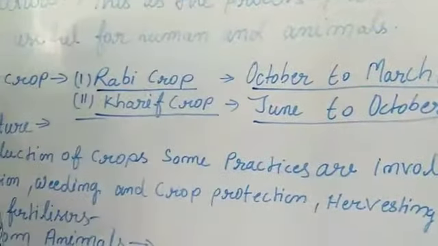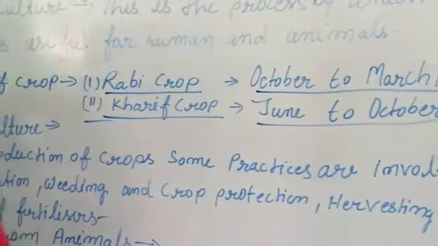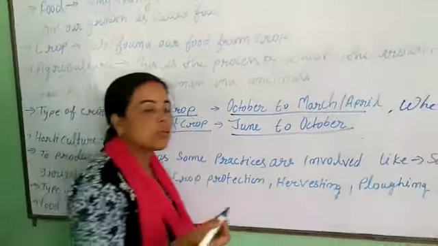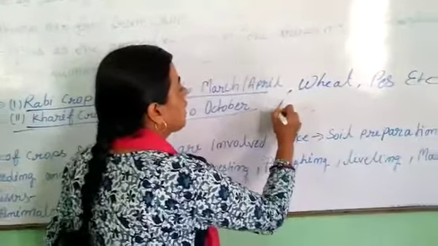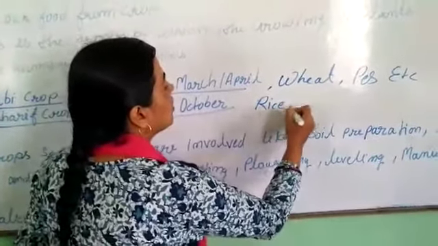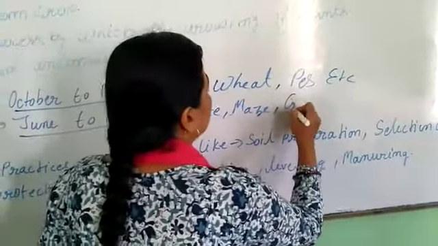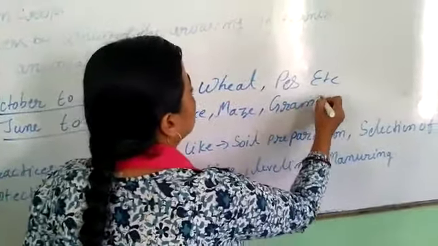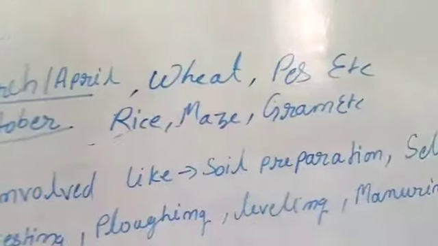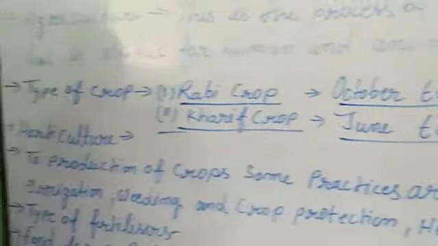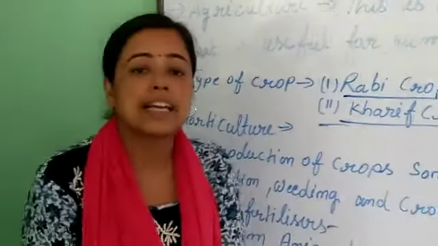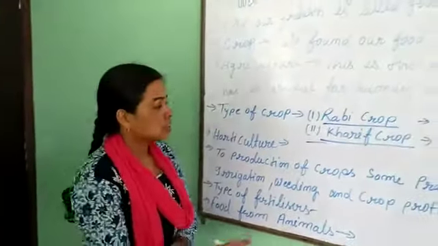In this season, in this crop form, we grow rice, maize, gram, etc. So we have seen the two types of crops found in agriculture, Rabi and Kharif.